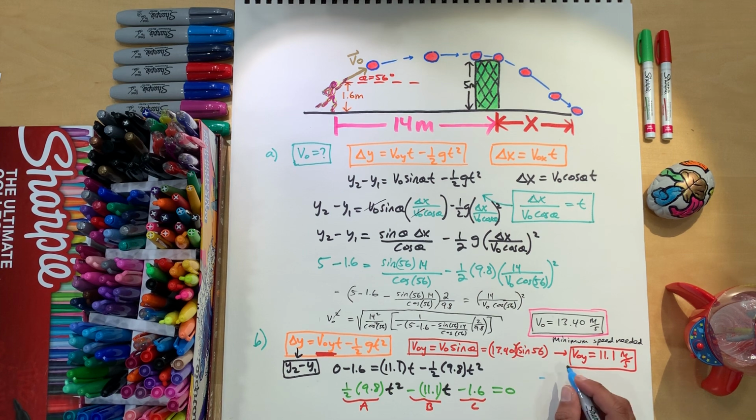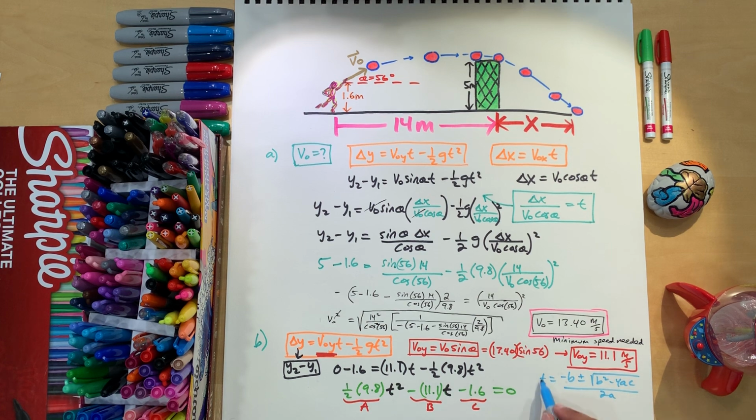So I'm going to write t is equal to negative b plus or minus the square root of b squared minus 4ac, all of that over 2a. I expect this negative 11.1 to be here, so I'm just plugging it in. You should be familiar with the quadratic formula and plugging the values in.